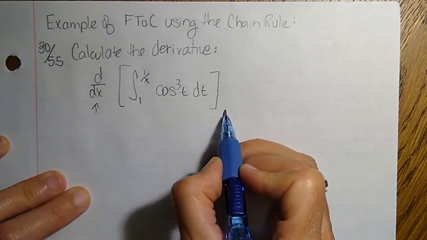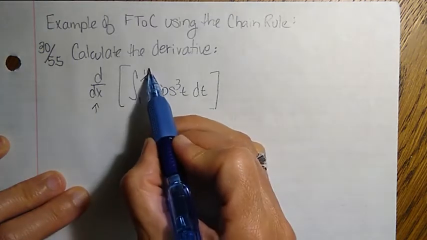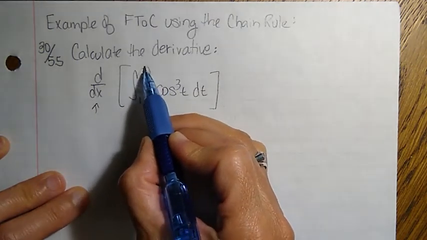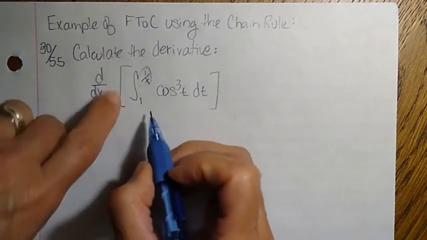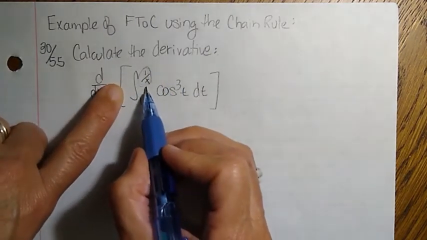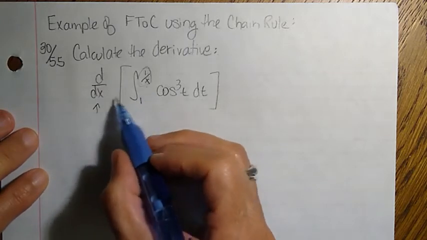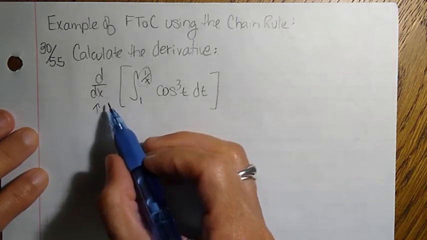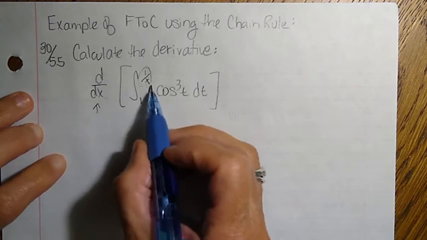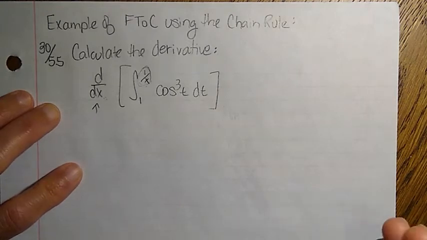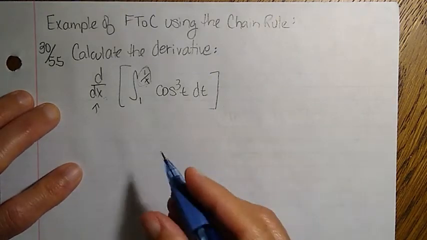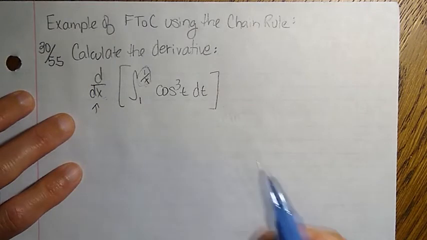This is one of those newly defined area functions where the independent variable is the upper limit of integration. But it's not just simply an x. It's not just simply the variable with which we're differentiating with respect to. It's a function of x. And so when we have in the past taken the derivative of a function whose input is another function of x, we have to use the chain rule. How do we do that?